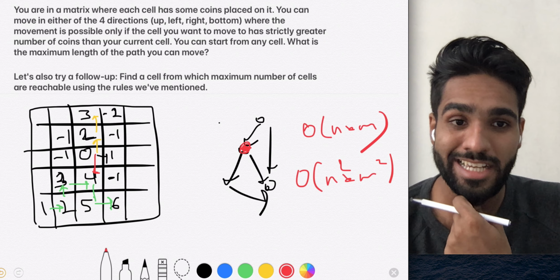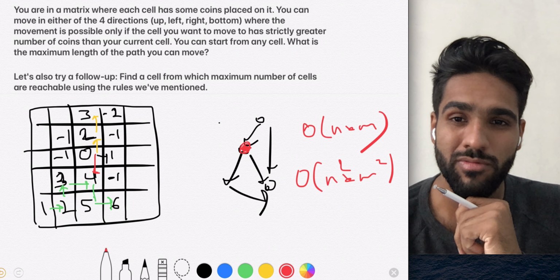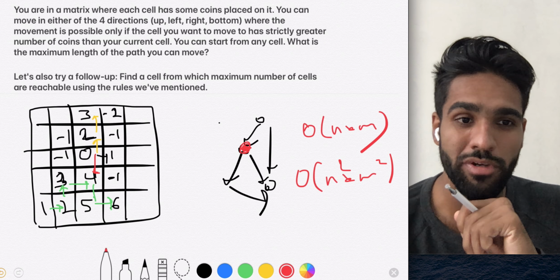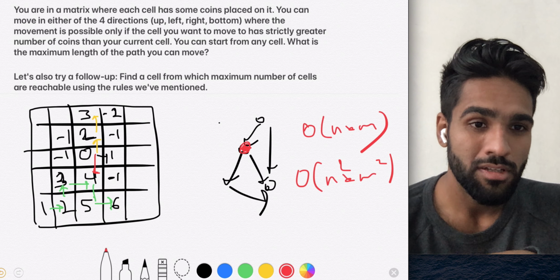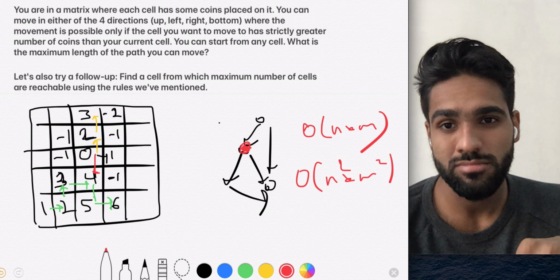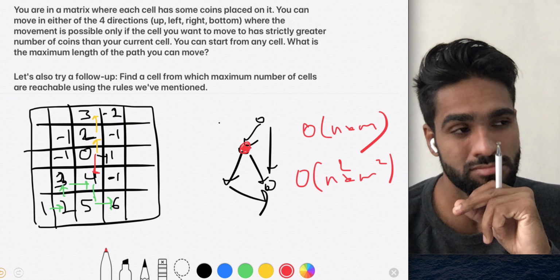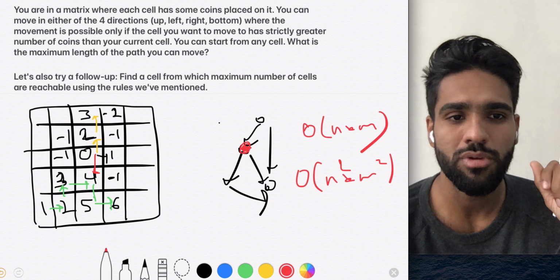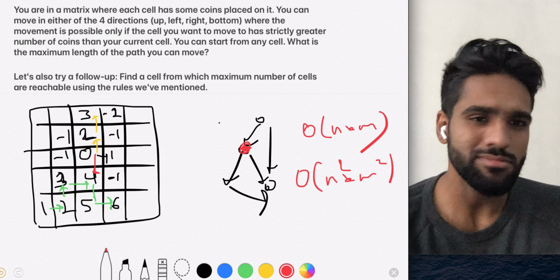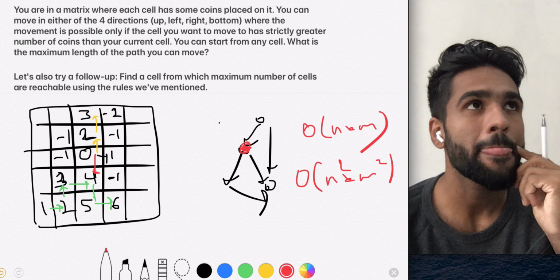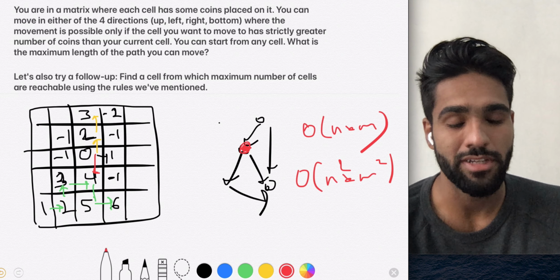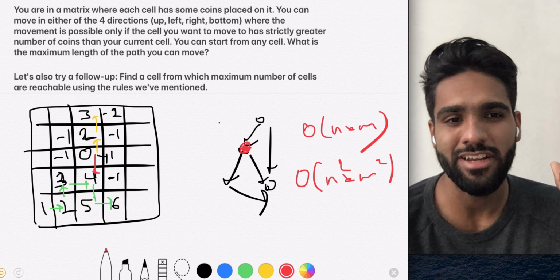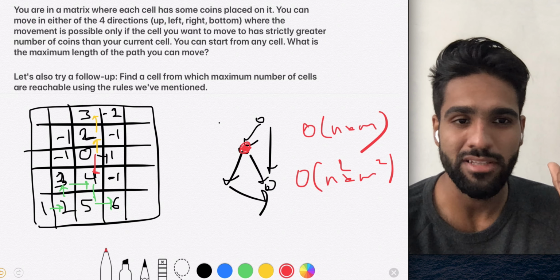I hope this kind of helped you make sense of what dynamic programming is and how it relates to graphs. And you know what else can I mention? Implementation is important as well. So you can try implementing it. I would certainly like to help you out, figure out what's the best way to implement it. I think a recursive solution with memoization is best.